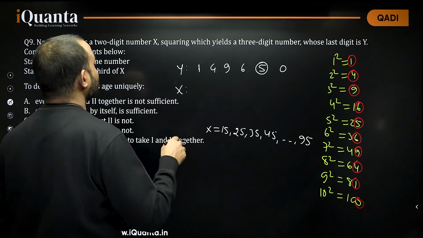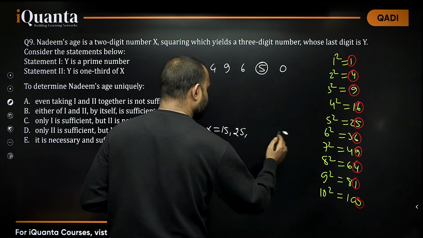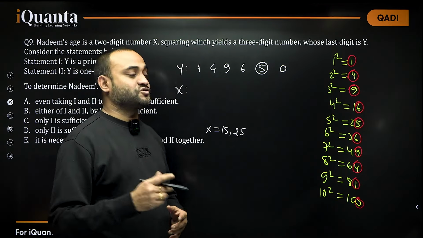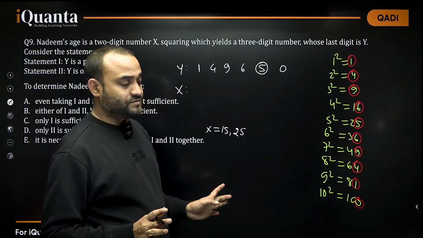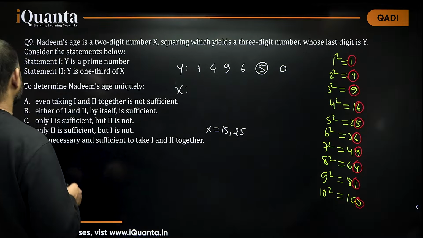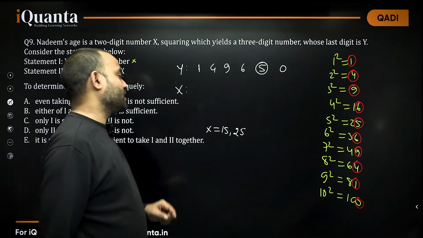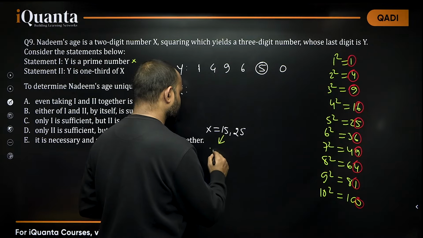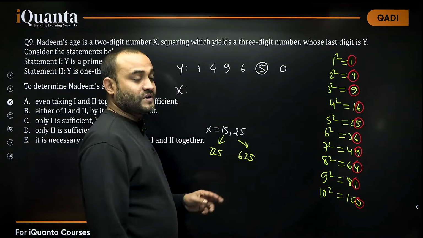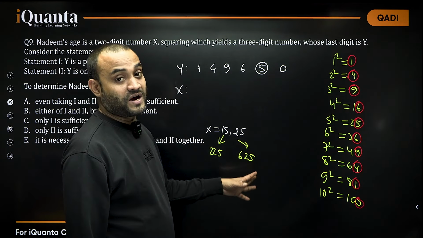But it says the square yields a 3-digit number, so x will be 15 or 25. 15 square is 225, 25 square is 625. Both of these are possible, so we don't have a unique answer. First one alone is not enough to answer the question. In both cases, the unit digit of these numbers is 5, which is a prime number.